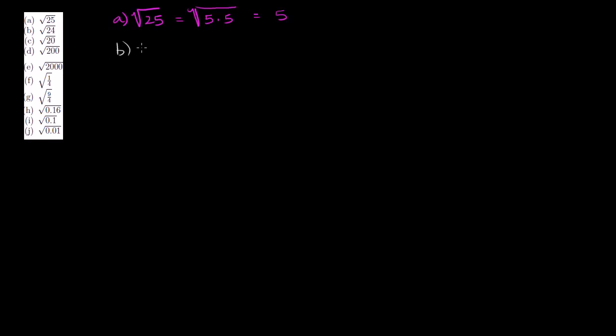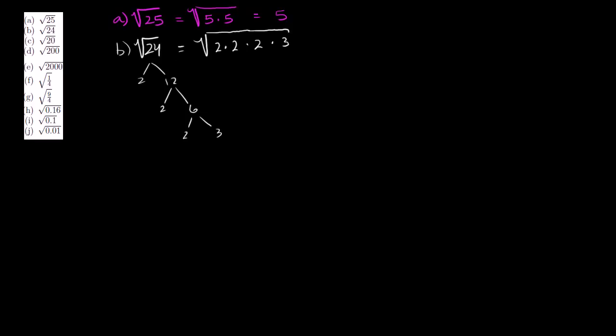For b, we have the square root of 24. So what you want to do is get the prime factorization of this number right here. So 24, let's do its prime factorization. This is 2 times 12. 12 is 2 times 6. 6 is 2 times 3. So the square root of 24 is the same thing as the square root of 2 times 2 times 2 times 3. That's the same thing as 24.